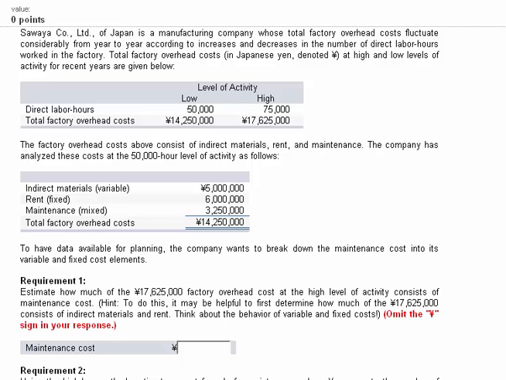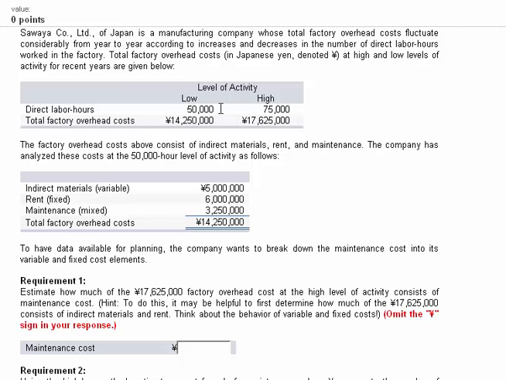Let's take a look at this problem. We've got Sawaya Company Limited of Japan. They're a manufacturing company and their total factory overhead costs fluctuate considerably from year to year according to increases and decreases in the number of direct labor hours worked in the factory. Now I'm just reading right in here, okay? Total factory overhead cost in Japanese yen at high and low levels of activity in recent years are given below.